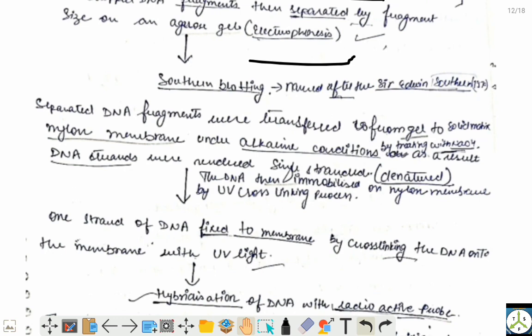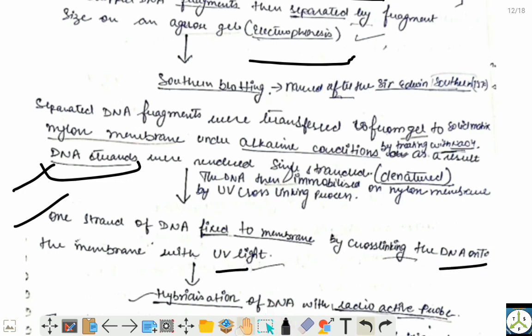Then we transfer them onto the nylon membrane using different techniques under alkaline conditions, by using NaOH, that is sodium hydroxide. Then the DNA strands are reduced to single strands. Here the denaturation takes place. The two DNA strands get denatured. Then the DNA is immobilized on the nylon membrane using the UV cross-linking process. One strand of DNA is fixed to the membrane by cross-linking.